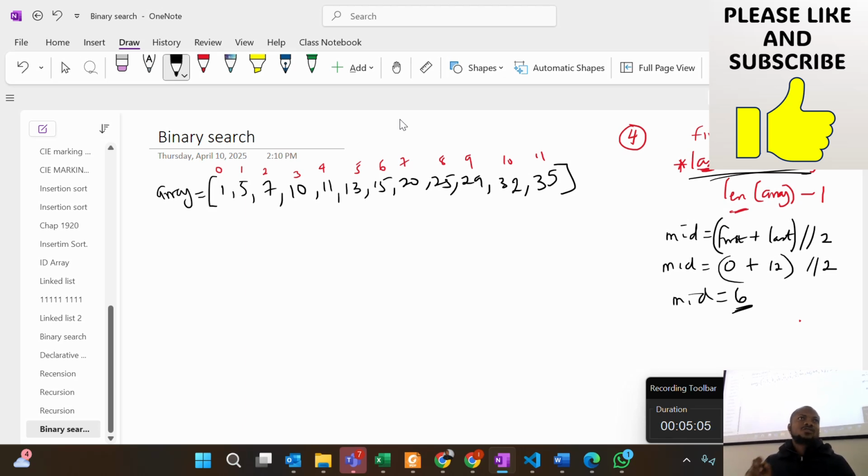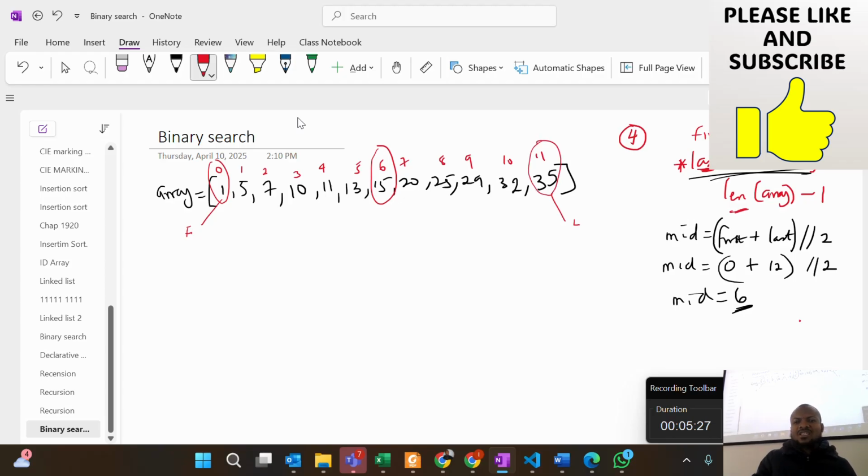No, it is not the mid value, it is the mid index. Is that understood? So the mid index is 6. So this is the mid index. Don't forget, this was the first and this was the last index. Or this was the first value, this was the last value.